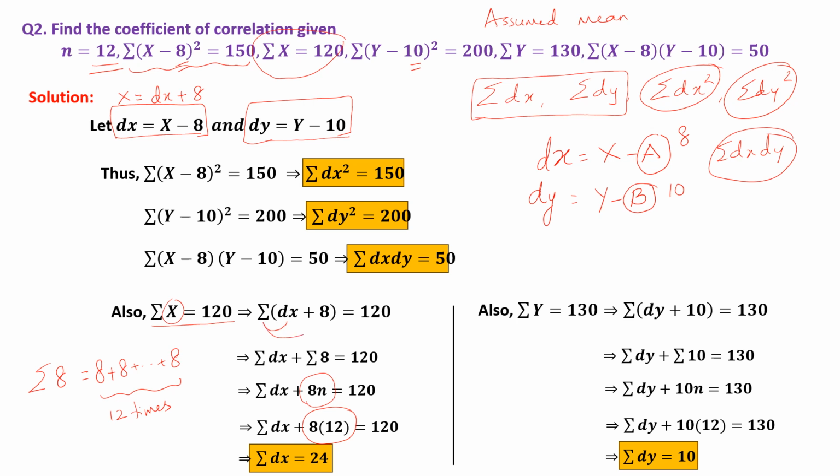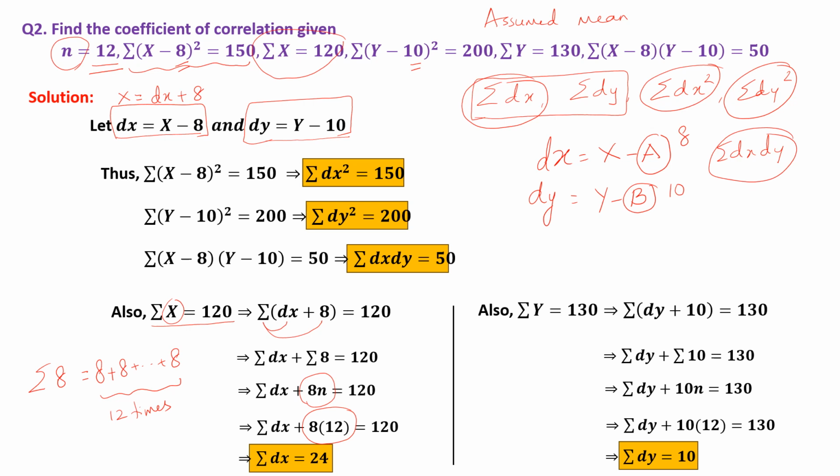When I say sigma 8, that means I am adding 8 n number of times. But what is n in my problem, as it is given to me here as 12? What does sigma 8 mean? You are adding a number 8 12 times. So when you add 8 12 times, the sum becomes 8 into 12. So when you take that to the right side and subtract it from 120, sigma dx therefore becomes 24. So we have now calculated sigma dx also. So this is also found.